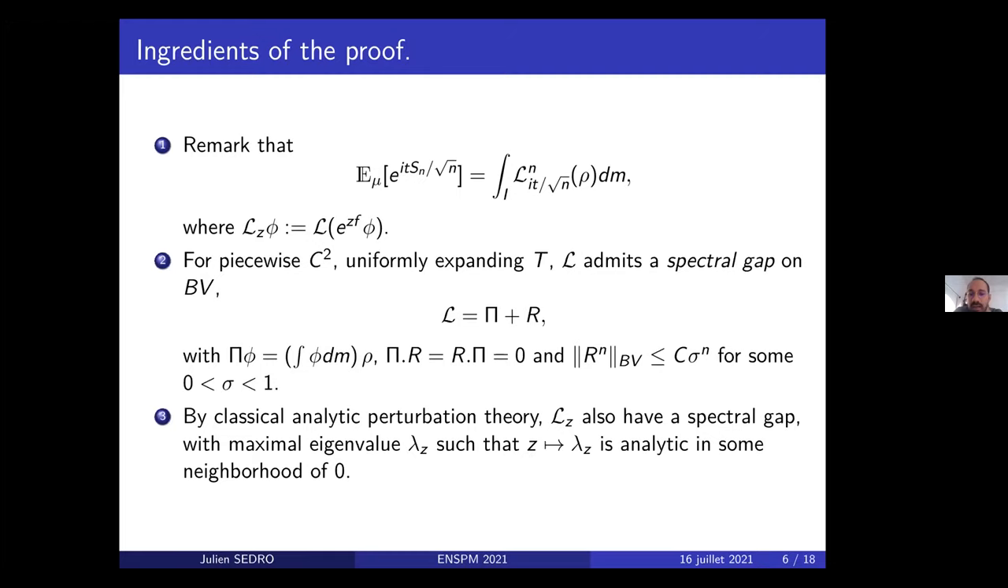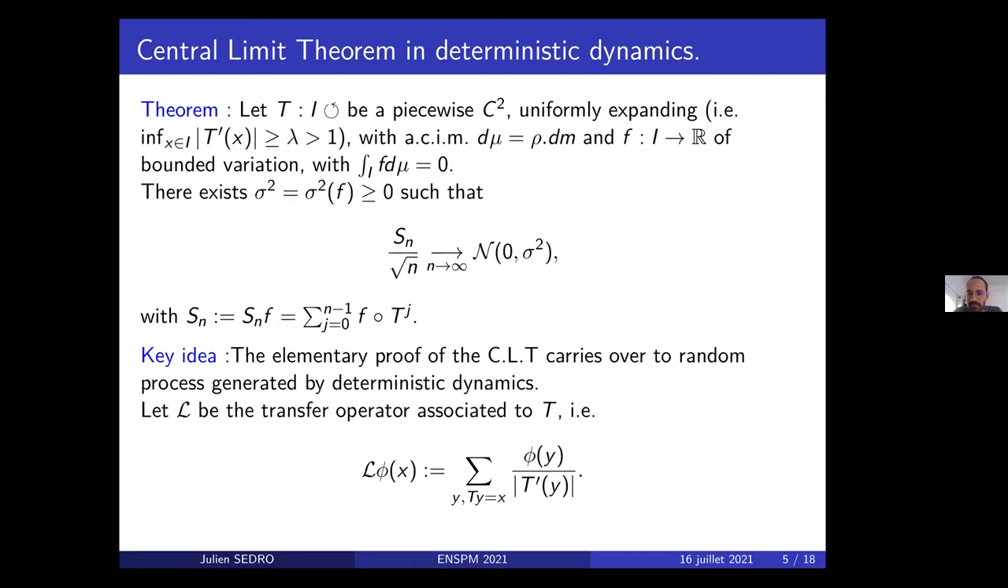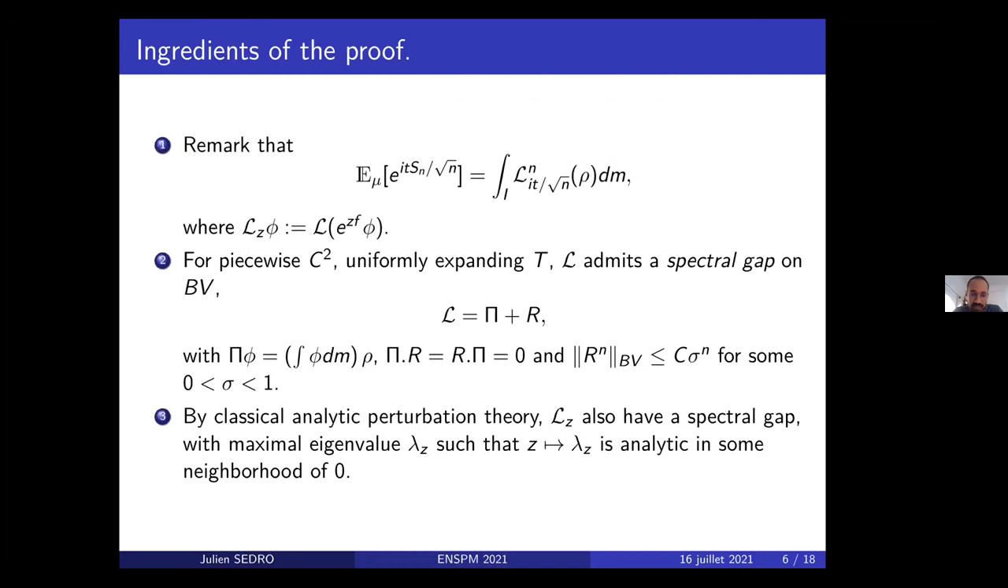Now, using classical analytic perturbation theory, by remarking that L_z is an analytic perturbation of the original transfer operator L, I can extend this spectral gap property to L_z and conclude that there is a maximal eigenvalue lambda_z that depends analytically on z. So these three ingredients allow us to write the same proof as the classical CLT for this situation. So we have this conclusion from those ingredients, and this is the same computation as I presented first.